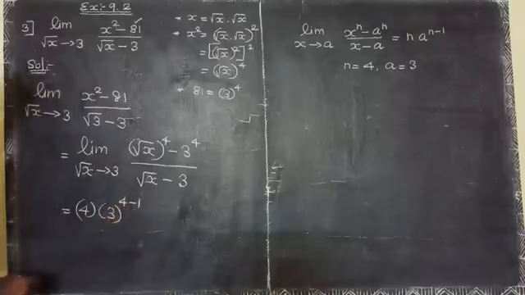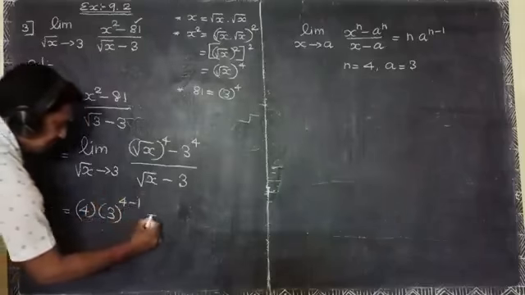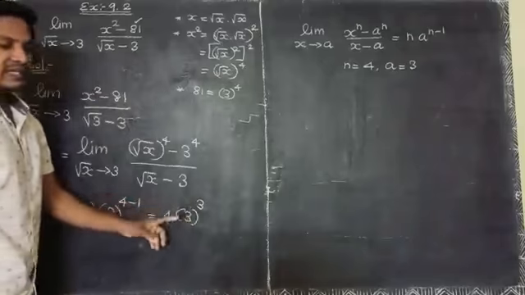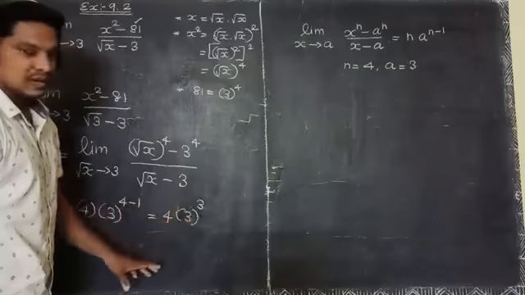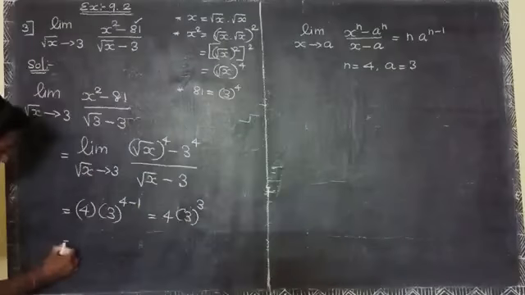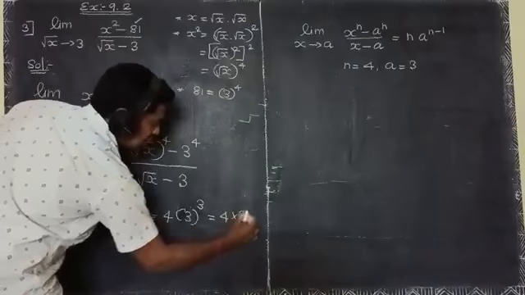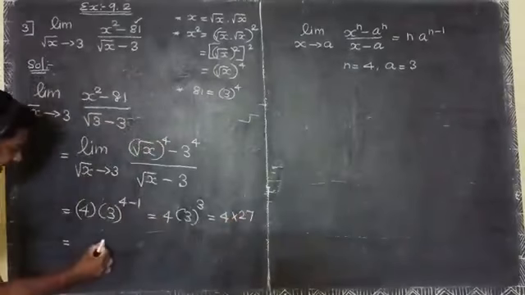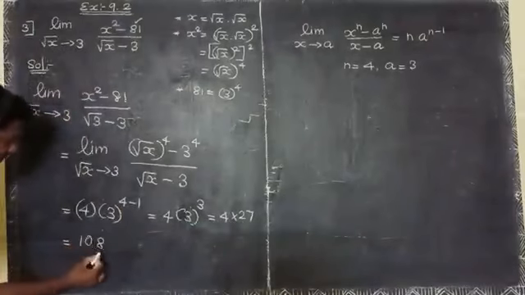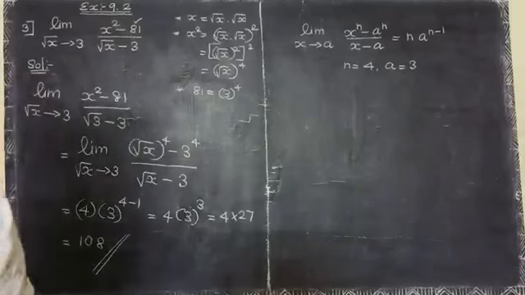Here 3 power 4 minus 1 is 3 power 3, so 4 into 3 power 3. 3 power 3 is 3 3s are 9, 9 3s are 27. 27 into 4: 7 4s are 28, remaining 2, 4 2s are 8, 8 plus 2, 10. Therefore the limit is 108.